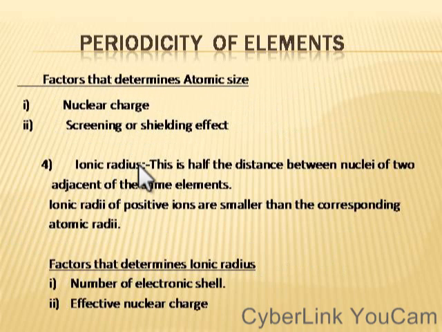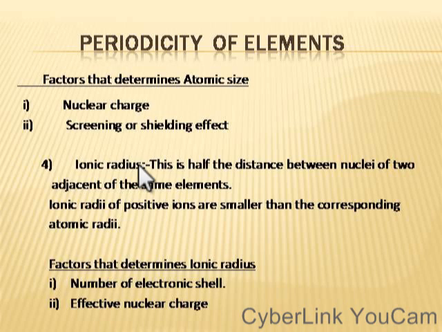Now let's look at the ionic radius. Ionic radius is the half distance between the nuclei of two adjacent atoms of the same element. Now we say the ionic radii of positive ions are smaller than the corresponding atomic radii, and vice versa.